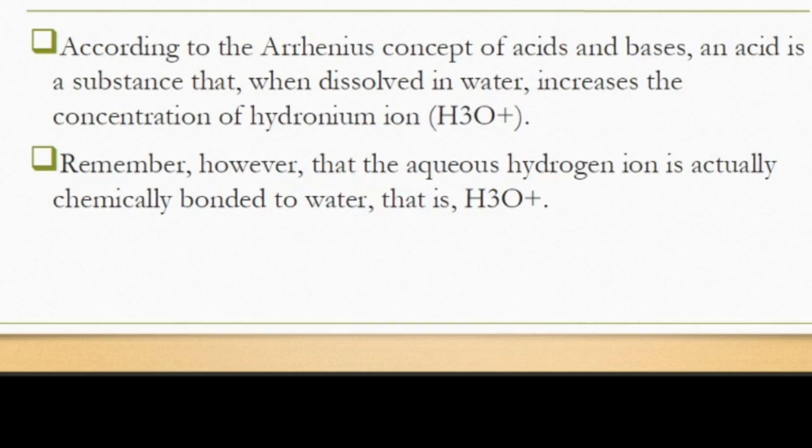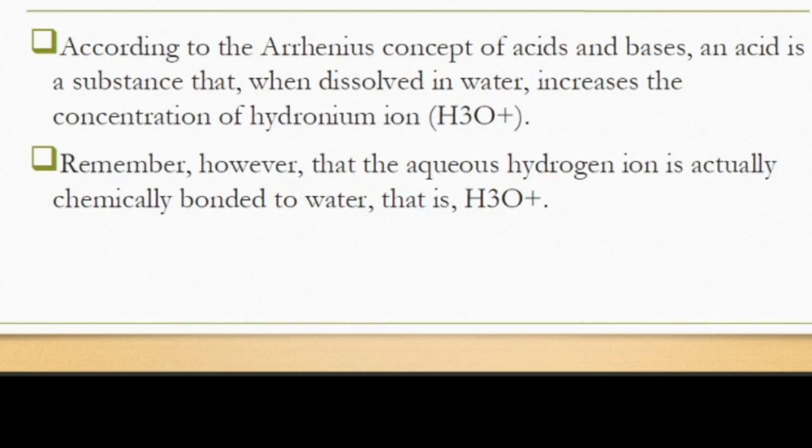So a coordinate covalent bond is formed between the hydrogen ion and the water molecule. So a new type of ion is found, that is hydronium ion, H3O positive ion. Remember, however, the aqueous hydrogen ion is actually chemically bonded to water. So hydrogen ion or proton doesn't independently exist in the water solution.